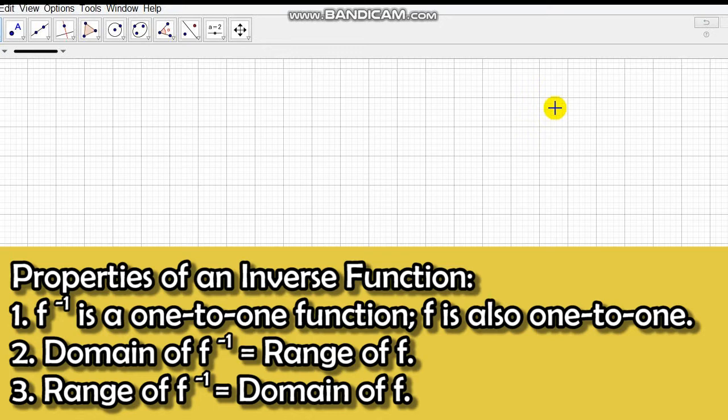Now, the second property of the inverse function is that the domain of the inverse function is equal to the range of the function, since the x and y are flipped. And the range of the inverse function is the domain of the function itself.